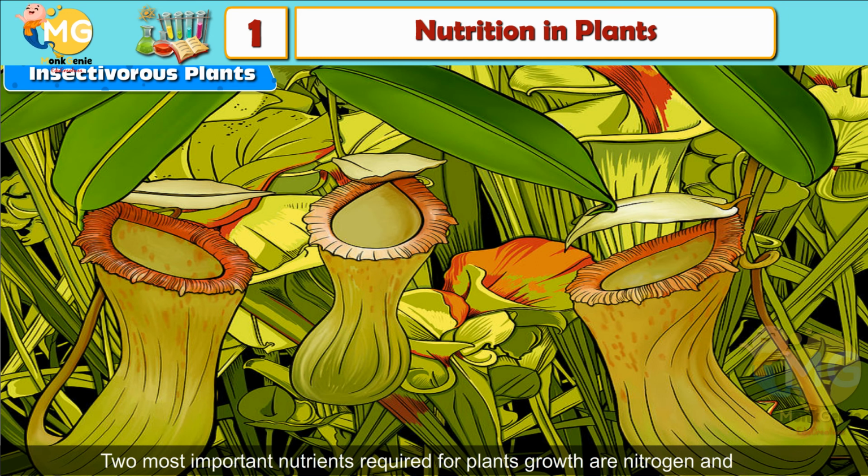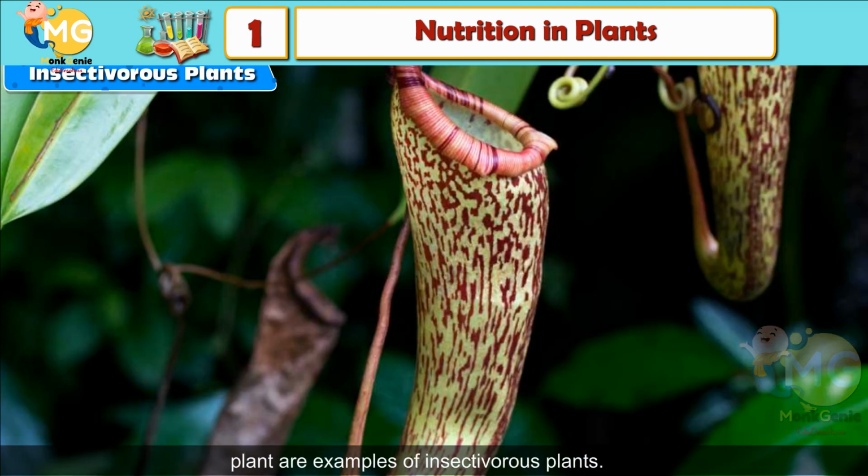Insectivorous plants. Two most important nutrients required for plants' growth are nitrogen and calcium. But in marshy and boggy areas, soil is poor in these nutrients. Plants growing in such areas fulfill their demand of nitrogen from an external source rather than the soil. They trap insects using specialized leaves or parts of leaves, digest the prey, and absorb the nitrogenous products from their body. Such plants are called insectivorous plants or insectivores. Venus flytrap and pitcher plant are examples of insectivorous plants.